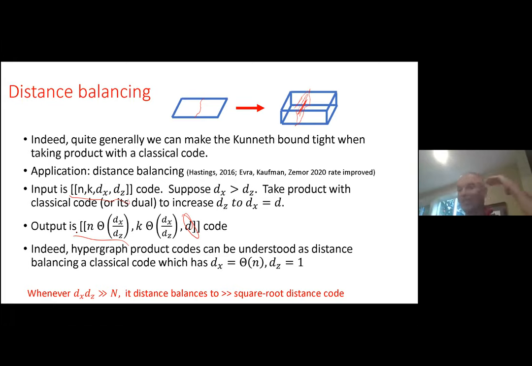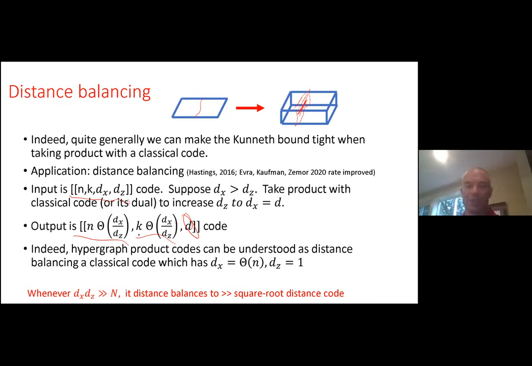The number of physical qubits went up proportional to the amount that you increased one of the distances. So if you had distance 10 against one thing and distance 1 against the other, and you said, okay, I want it to be distance 10 against both, now you need to pay a factor of 10 overhead in the number of qubits. And as an improvement to this by Evra, Kaufman, and Zémor, the number of logical qubits can be increased too when you do this. In fact, the hypergraph product codes can be understood as distance balancing.